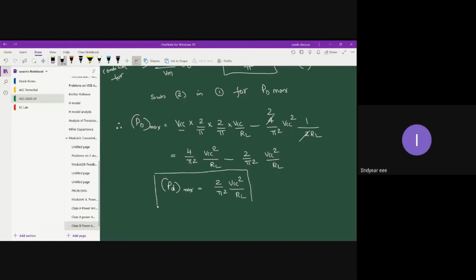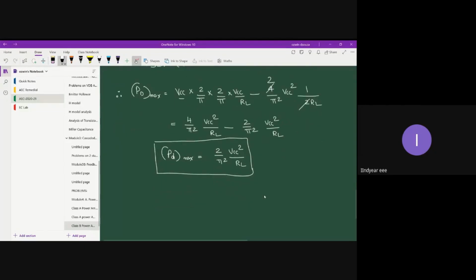Okay. If I wanted, I could have directly written this formula, but I thought once again I will do it so that you will not end up by-hearting the formula. You can quickly derive this particular formula.